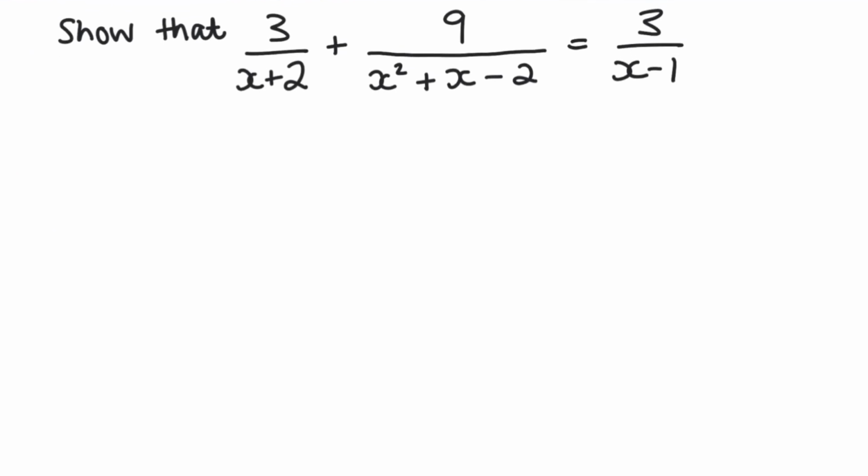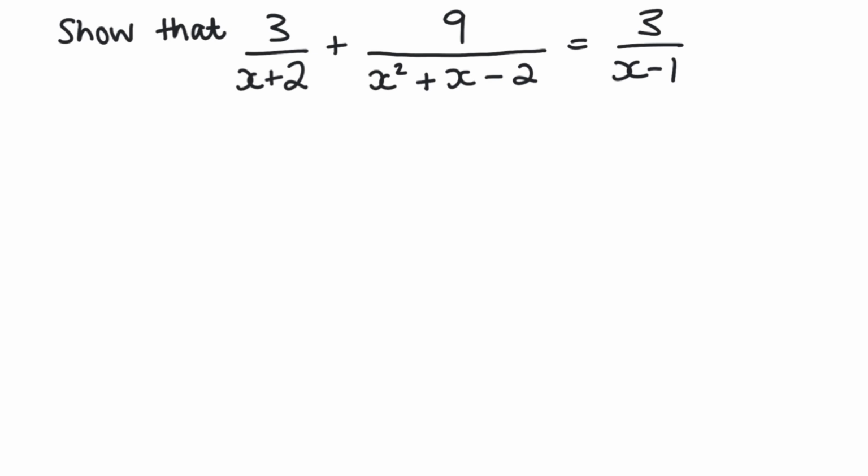For example, show that 3 divided by x plus 2, plus 9 divided by x squared plus x minus 2, is equal to 3 divided by x minus 1. So looking at this question, we've got two fractions on one side, but only one fraction on the other side. So we're going to have to add the fractions together. And we know from our fractions knowledge that to add fractions together, the bottom numbers need to be the same. But looking at these fractions, it's a little bit difficult to know what to times one of them by to make the bottom numbers the same.